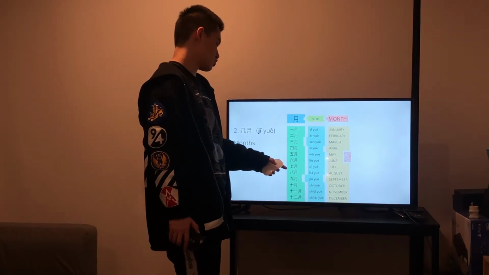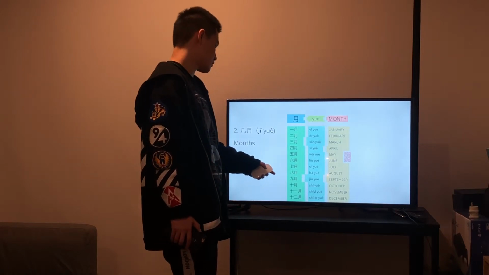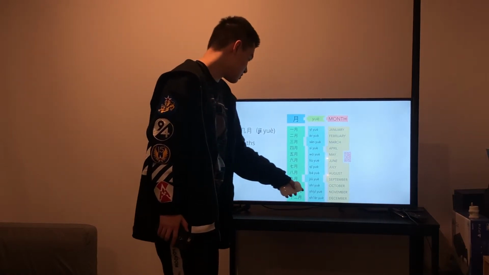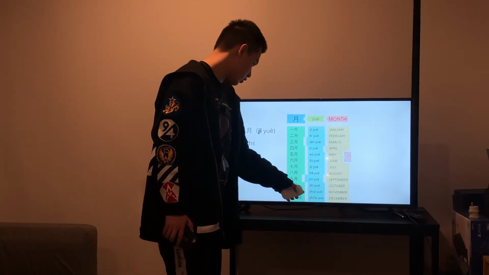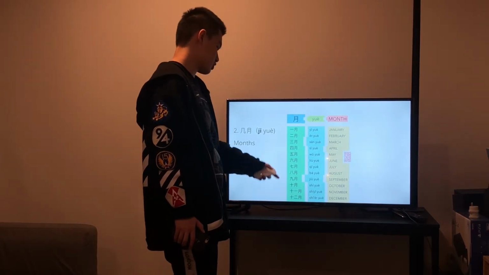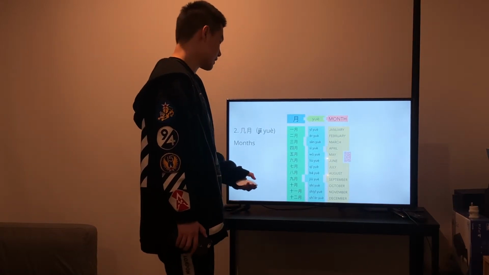The seventh is July, 7月. The eighth is August, 8月. The ninth is September, in Chinese 9月. October, in Chinese 10月. November is 11月. And December is 12月.